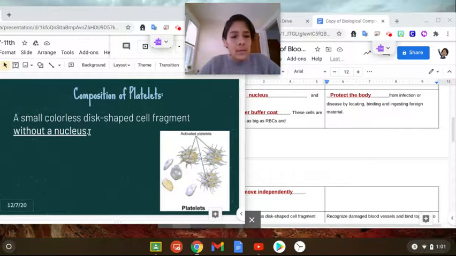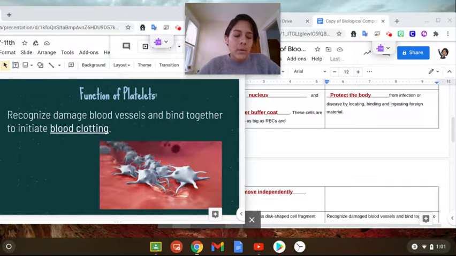They do not have a nucleus, and this is what they look like when they are not activated, just flowing through the blood. And here's what they look like when they're activated. They puff up and they protrude these spikes that they will use to bind to other platelet cells. So the function of platelets is to recognize damaged blood vessels and bind together to initiate blood clotting.